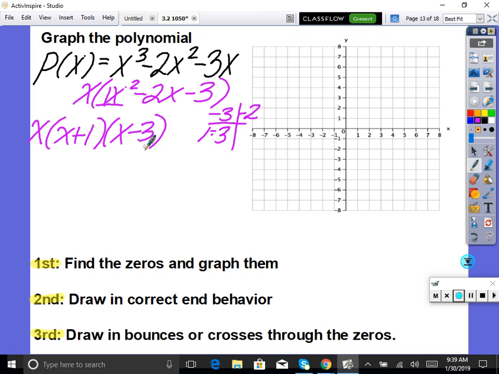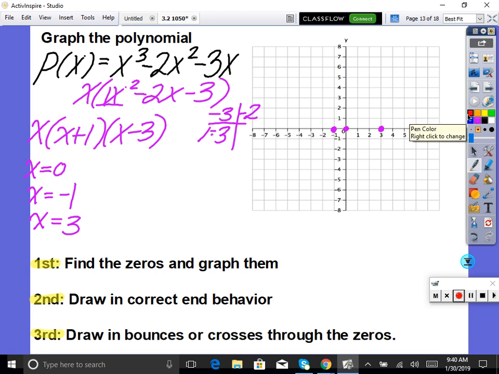So now the first step is to find the zeros. x equals 0, x equals negative 1, and x equals 3. So we're going to plot those. If those are the only solutions, those are the only places that can cross the x-axis. So notice I plotted my zeros.